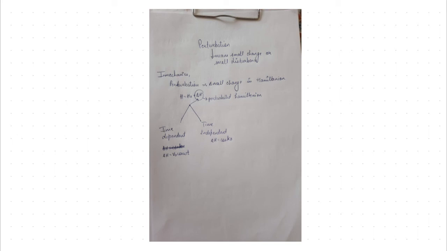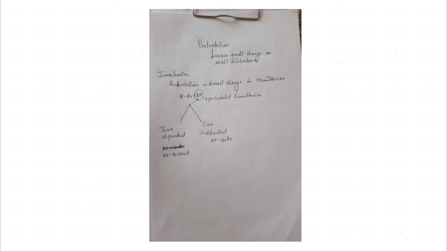This is our first lecture in the fifth unit. The topic that I will cover in this lecture is perturbation. So, what does perturbation mean in English? The word perturbation actually means small change or small disturbance. Perturbation means some small change or small disturbance.